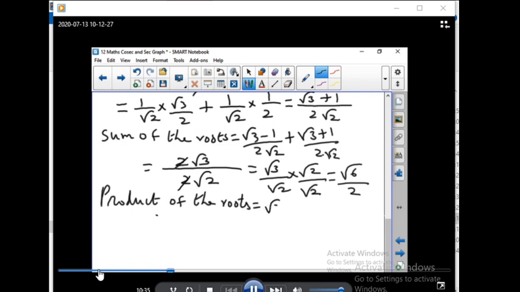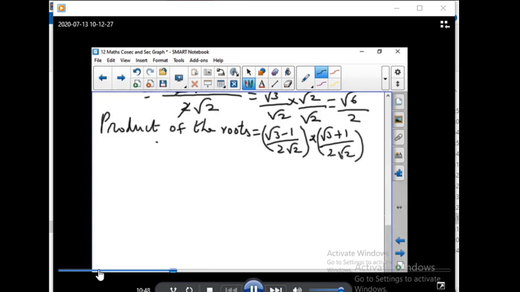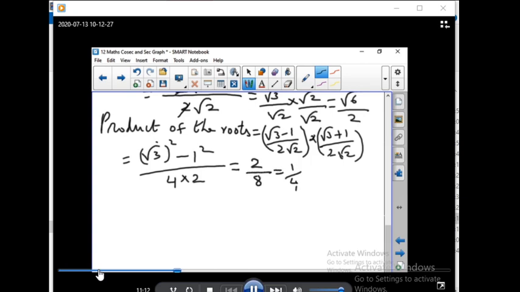(root 3 minus 1) by 2 root 2 into (root 3 plus 1) by 2 root 2. So, numerator is of the form a minus b into a plus b. So, we know it is equal to a square minus b square. So, root 3 square minus 1 square by 2 2s are 4 into root 2 is 2. So, equal to 3 minus 1, that is 2 by 8. So, equal to 1 by 4.